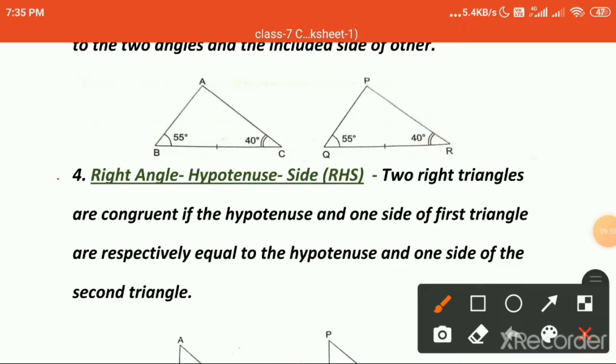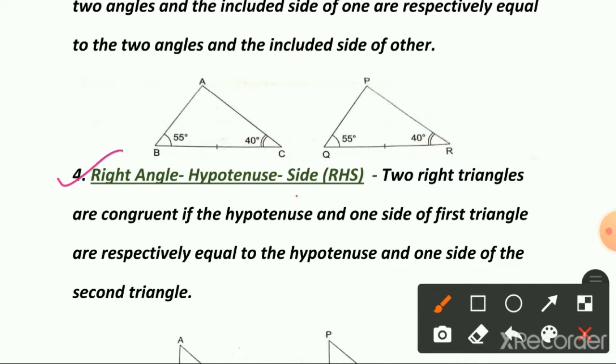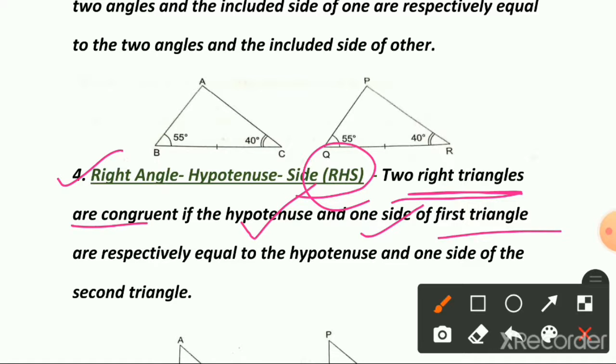The fourth one is right angle, hypotenuse and side, that is also called RHS. R stands for right angle, H for hypotenuse, and S for side. So it is applicable only in right triangles in which one angle is 90 degrees. So two right triangles are congruent if the hypotenuse and one side of this triangle are equal to the hypotenuse and one side of another triangle.